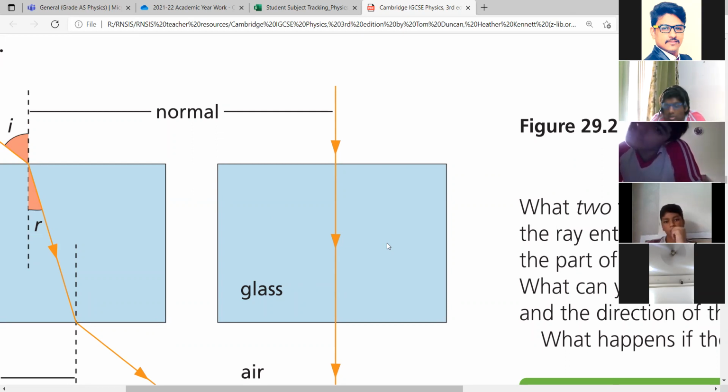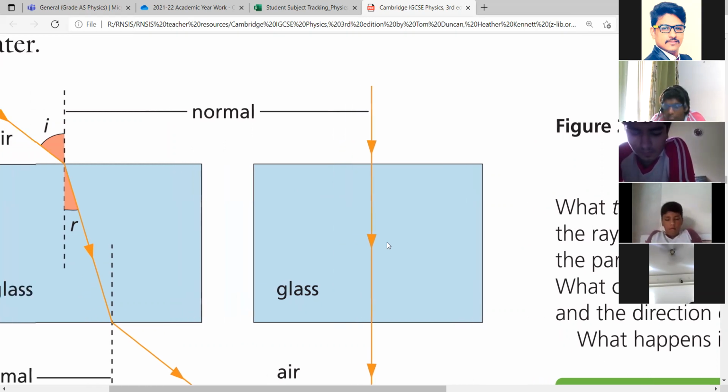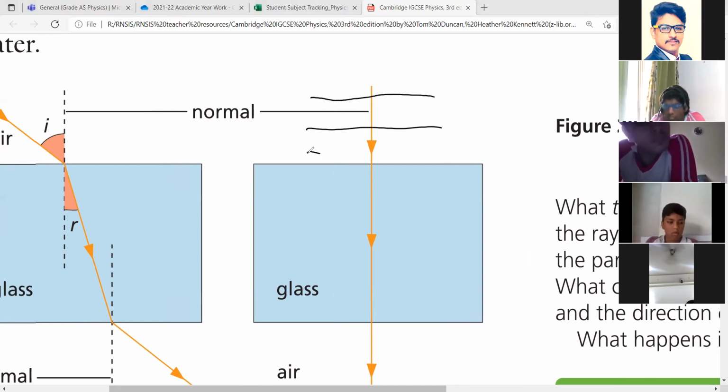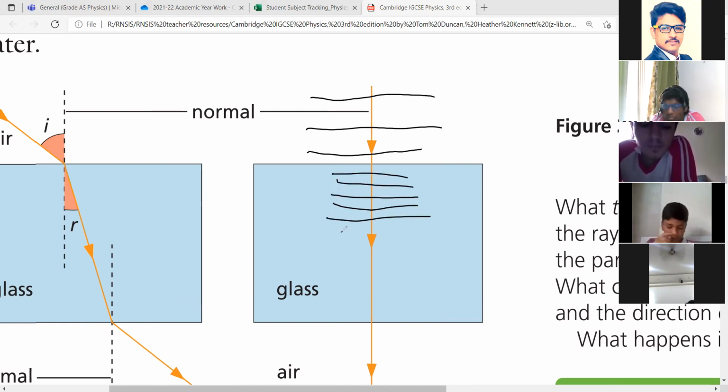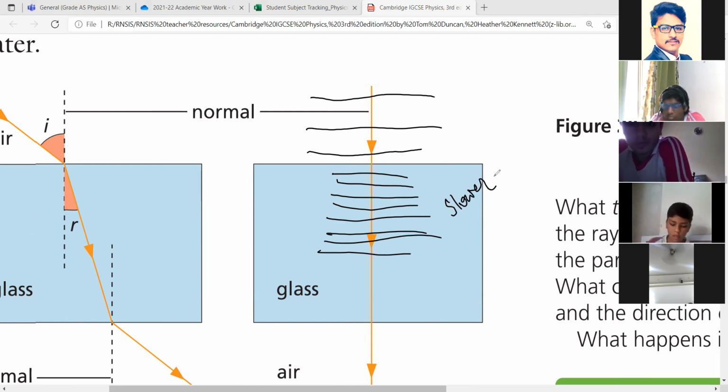Do you all get me? Yes. So even if it is a normal incidence, it is not bending at all, but it is still slower in the glass. So how do we show it? You can use wave diagrams or wave fronts to represent that. Let's say this is a wavefront, this is a wavefront, this is a wavefront. It was quite fast. When it enters the glass, the wavelength will squeeze. This is a proof that it is slower here. So this is how you can show it using wavefronts.